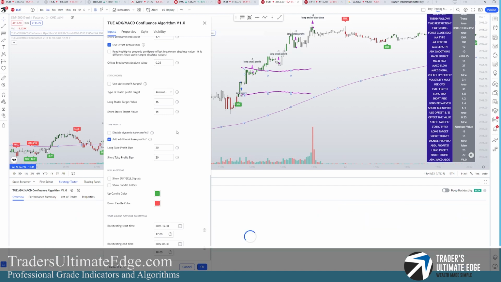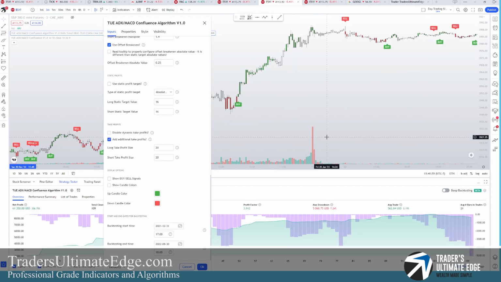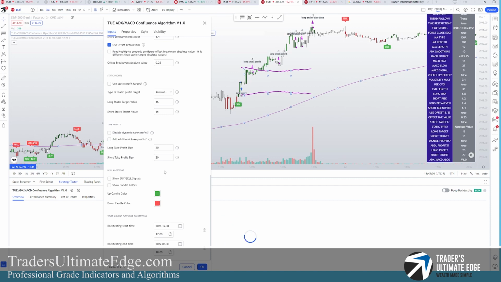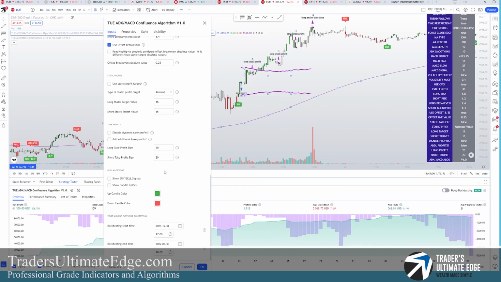You can also add additional ones. Let's see if it does it here. Yep, see there's an extra one right there. It'll find extra ones here and there, and it'll add extra take profits. Some stocks will work better than others. It can frequently smooth out your equity curve quite a bit, or you can disable dynamic take profits if you're just going to rely on static take profits.